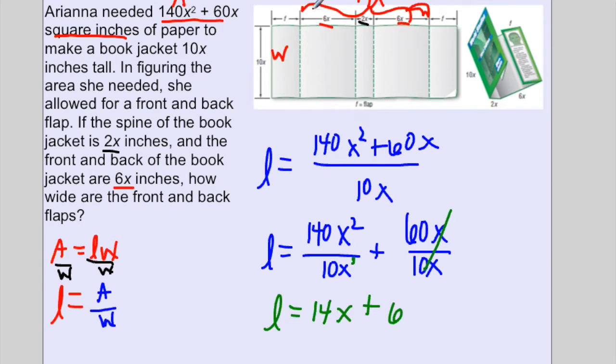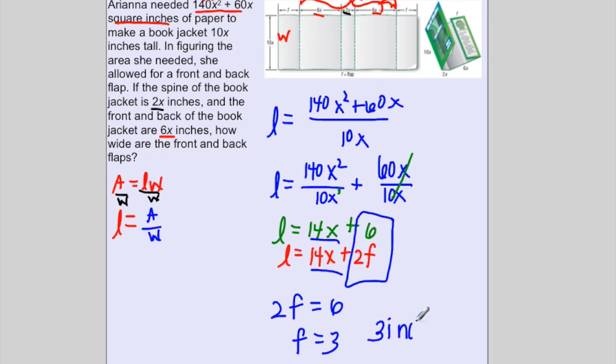Right now we know our length is 14x plus 2 flaps. Well, if you notice, they both have the 14x, so that means that my 2 flaps has to equal 6. So that means that if I divide both sides by 2, each flap has to equal 3, and we are talking about inches. So the flaps are 3 inches.